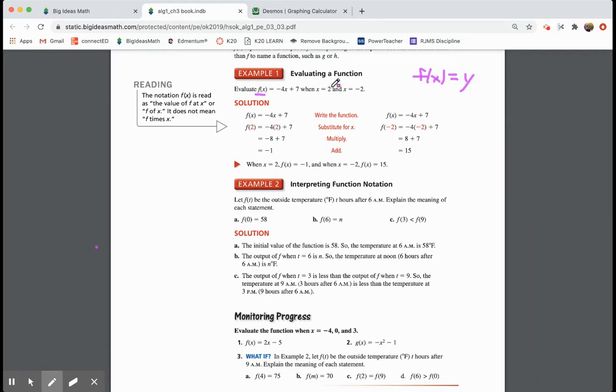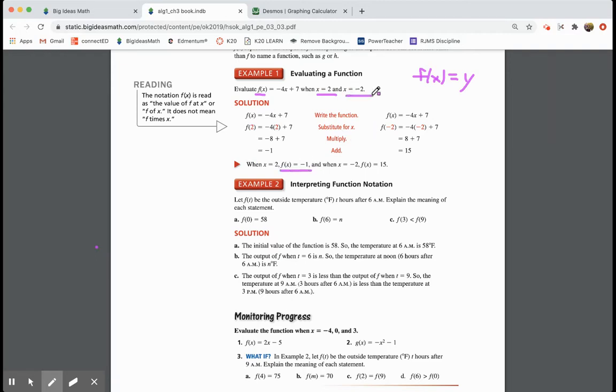Well, x is now 2. So I replace that with a 2, which means negative 4 times 2 plus 7. Negative 4 times 2 is negative 8. Negative 8 plus 7 is negative 1. That is your answer. You're not doing anything on this side. It just stays f of x or f of 2 the whole time. So when x is 2, f of x will equal negative 1.